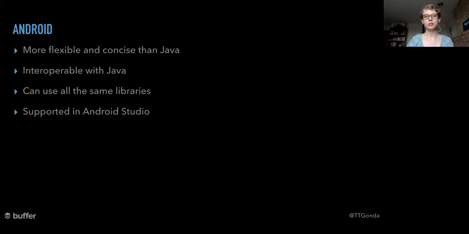I'm an Android developer, so of course I have to note Android in here. Like I said before, it's similar to Java. We like using it. It's more flexible and concise than Java. We can still interact with the Java libraries, and it's because Android Studio is built on IntelliJ. We have a lot of great support in Android Studio, and the fact that Google is supporting it for Android now as well is super exciting, and we get even more support, which is great.